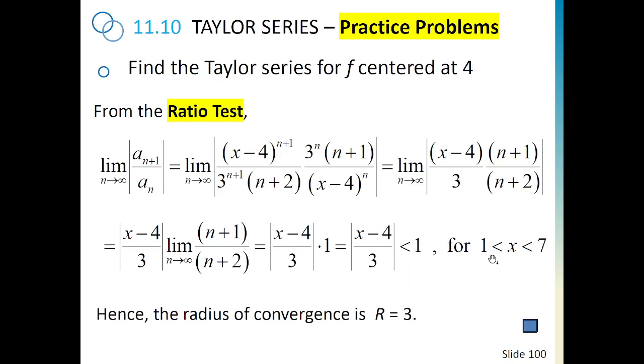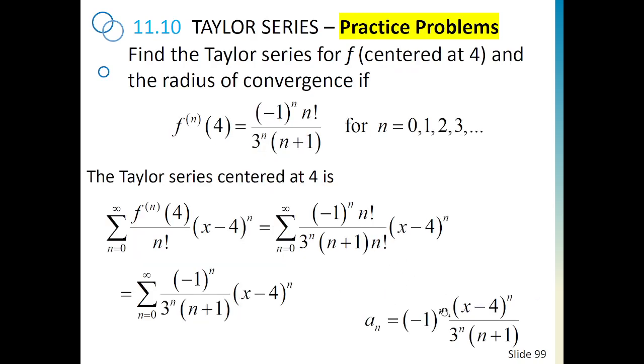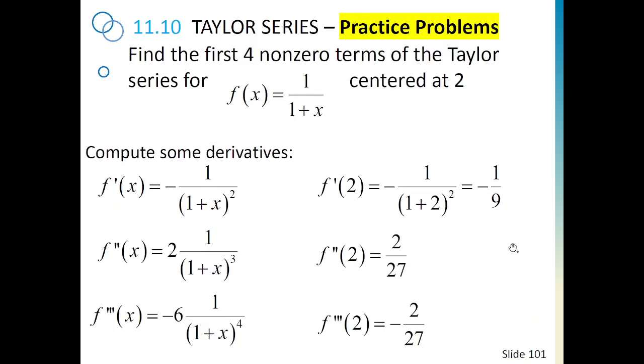So the radius is half of the interval of convergence. You can get it from here also. 3 goes out, so you have absolute value of x minus 4 smaller than 3, so that's the radius. 3 is the radius, and this is the series that is centered at 4, right? Here, the series was centered at 4. Okay, so those are straightforward examples.